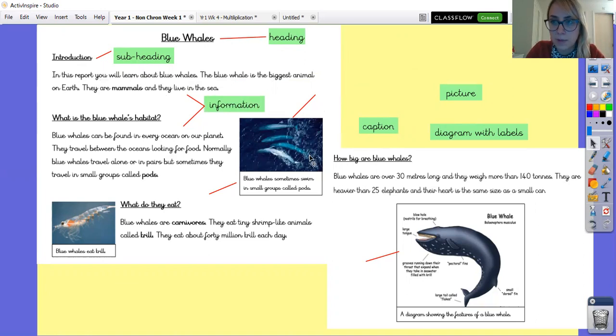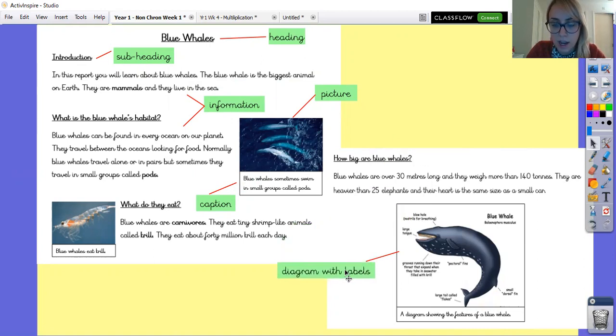Hopefully we all got this one. This one is of course a picture. And we know that under a picture there is a sentence or two which explains what that picture is showing, and we call that a caption. And then finally here we've got a diagram of a blue whale, and it's showing the different features of it. So diagram with labels. Brilliant.